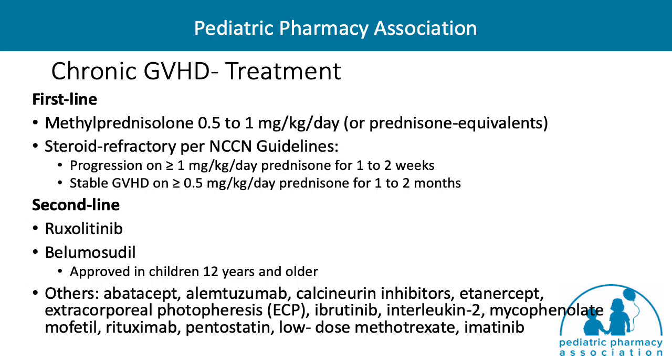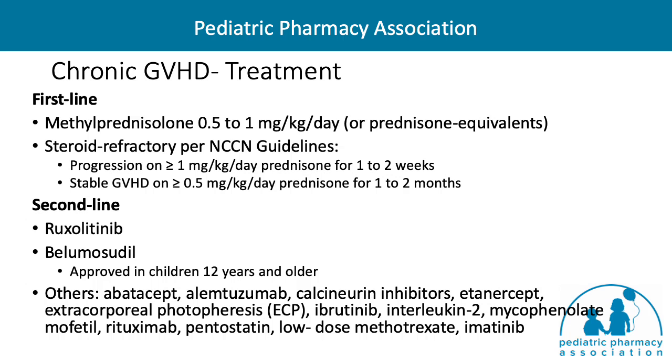Per the NCCN guidelines, patients are classified as refractory to steroids if they have progression on greater than or equal to 1 milligram per kilogram per day prednisone for 1 to 2 weeks, or have stable GVHD on greater than or equal to 0.5 milligrams per kilogram per day prednisone for 1 to 2 months.